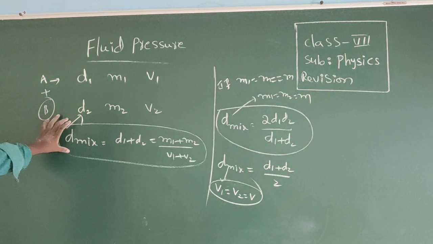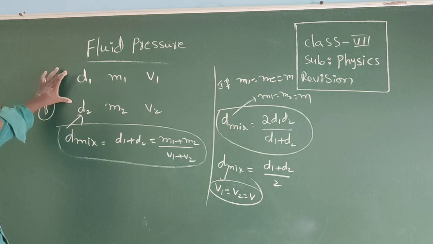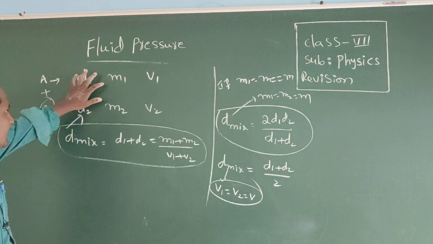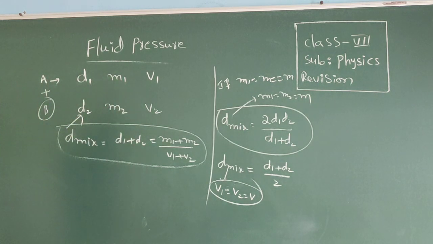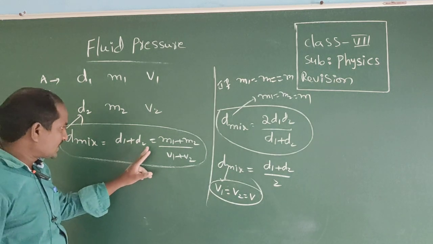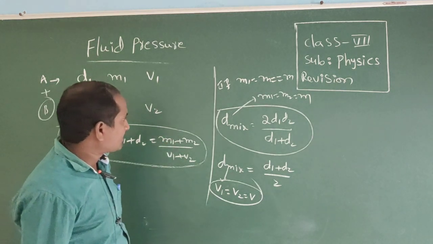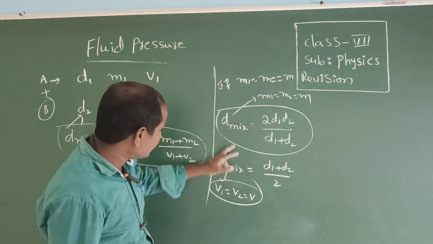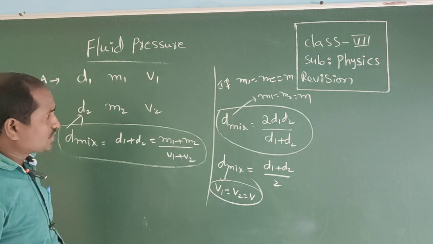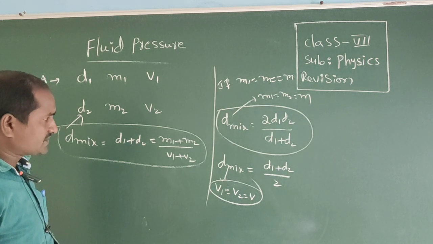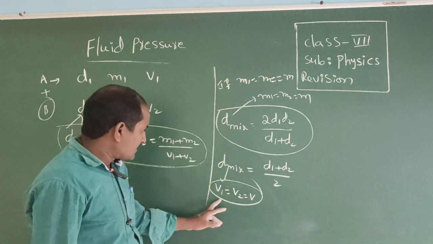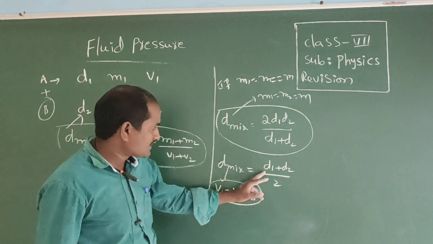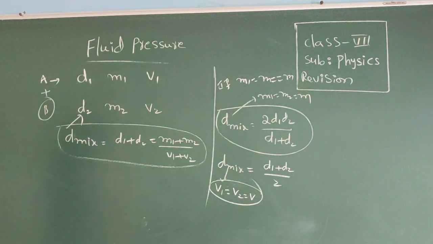These three are the equations for the density of the mixture. If two different liquids have different densities, different masses and different volumes, then the density of the mixture equals (M1 plus M2) by (V1 plus V2). If masses are equal, M1 equal to M2 equal to M, then the density of the mixture equals 2 D1 D2 by (D1 plus D2). If volumes are equal, V1 equal to V2 equal to V, then the density of the mixture equals (D1 plus D2) by 2.